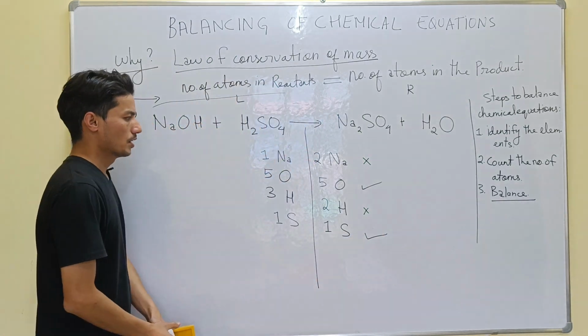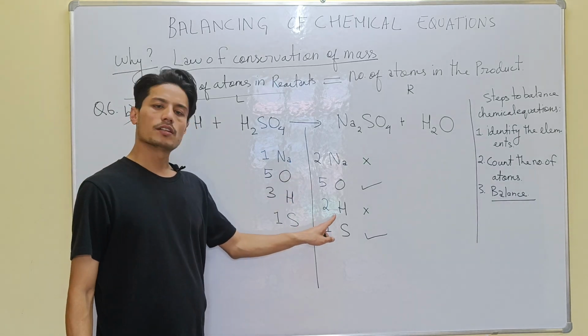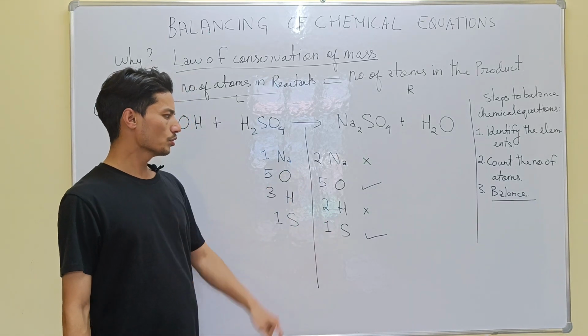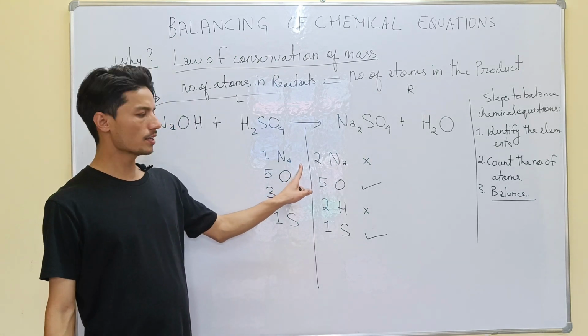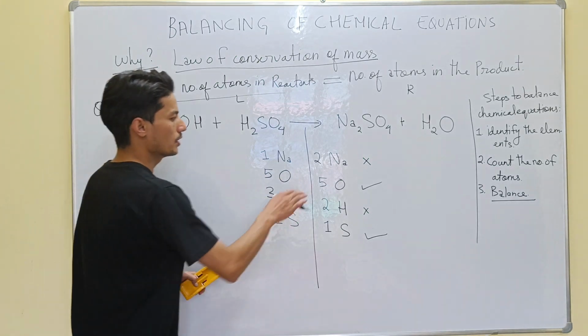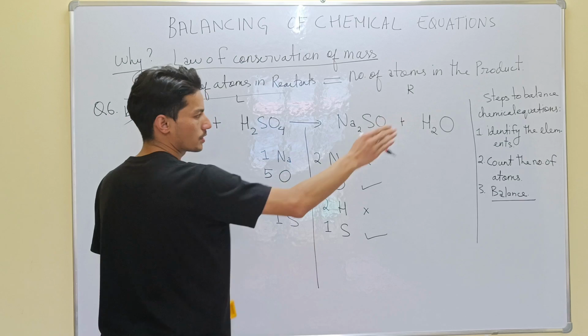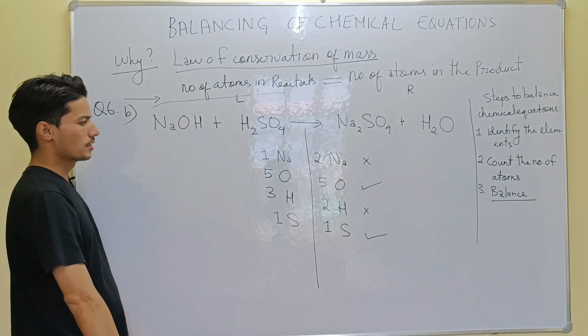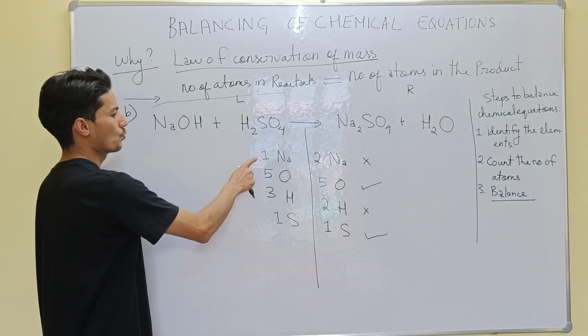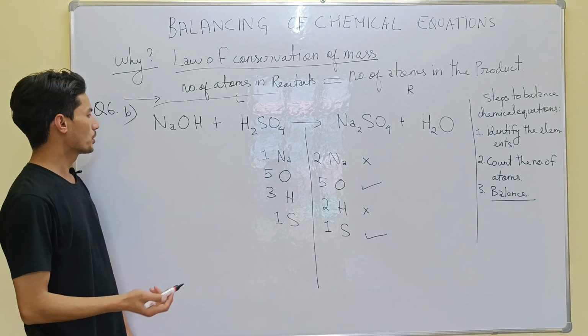Okay, so we need to balance sodium and hydrogen. So which one should I balance first? I will go with sodium. Okay, let's balance sodium. So already the number is more on the product side. So focus on the reactant side because this side the number is less. Our goal is to change this 1 to 2. Okay, so what do I do?